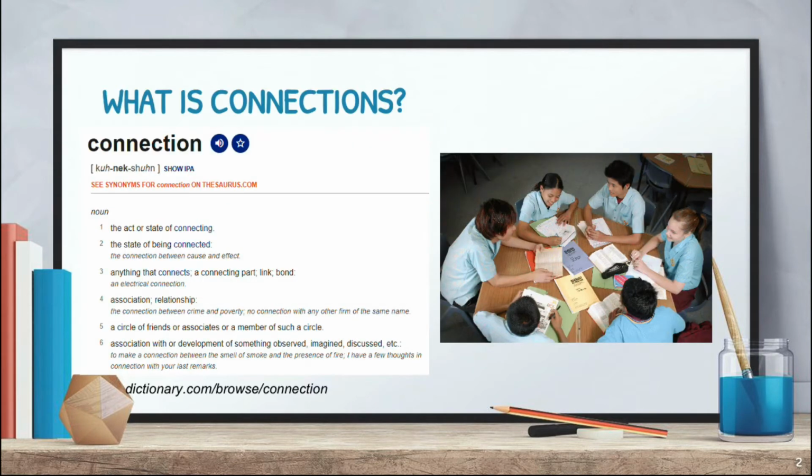First, we need to define what a connection is, based on the source dictionary.com. So, connection is the act or state of connecting, the state of being connected, anything that connects, a connecting part, link or bond, association or relationship, a circle of friends or associates, or a member of such a circle, and association with or development of something observed, imagined, discussed, etc.